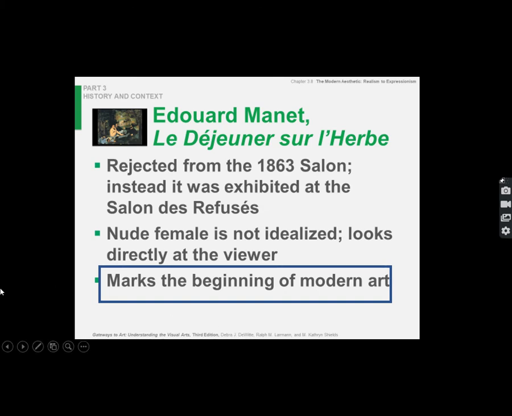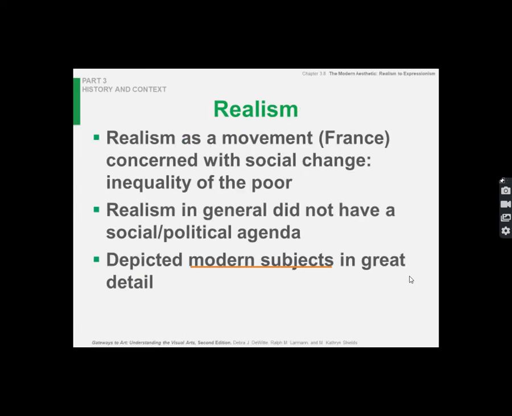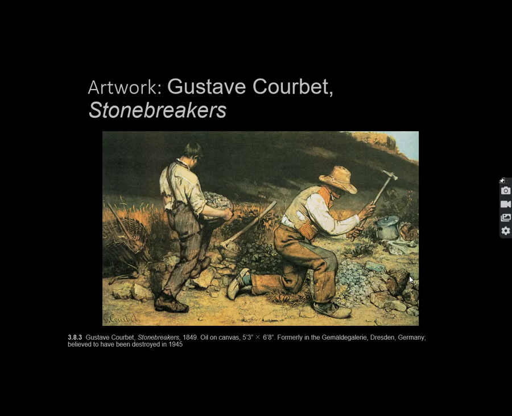Right, so there's the Salon des Refusés. And this marks the beginning of modern art, modern setting, modern people, modern style, modern take on it. Realism is another style that happens at the same time. And this shows everyday people, mostly the lower class or poor people. And in general, it didn't have a political agenda. So it's not like a rebellion against people being poor. It just shows them in detail doing their work as humble, almost heroic figures.